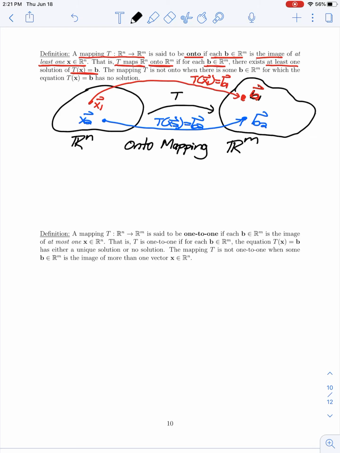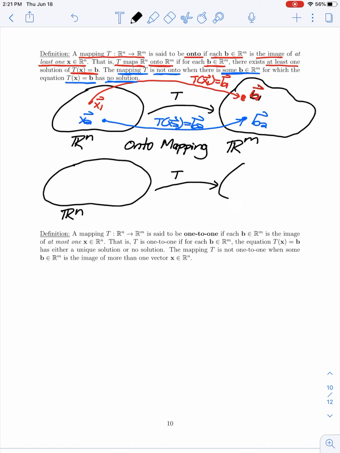So what would an example of a mapping which is not onto look like? Well, let's consider this. A mapping T is not onto if there exists some vector b in the codomain for which the equation T of x equals b has no solution. That is, if there's some vector in the codomain which is not the image of any vector in the domain. So visually, let's say we have our spaces Rn, and T is mapping Rn into Rm.